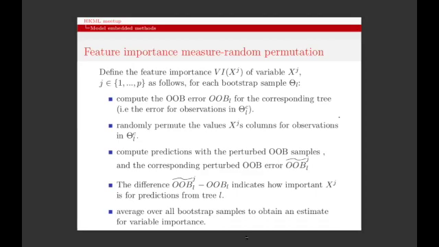That is, if the variable is important, it should greatly impact the error, and so this difference should be big. Whereas if the variable doesn't give any information to the tree, it should not impact it that much, and so the difference should be small. And we average over all bootstrap samples to obtain an estimate for variable importance.